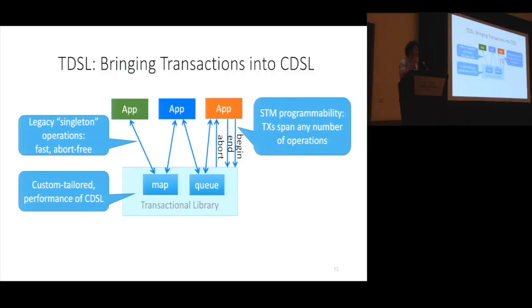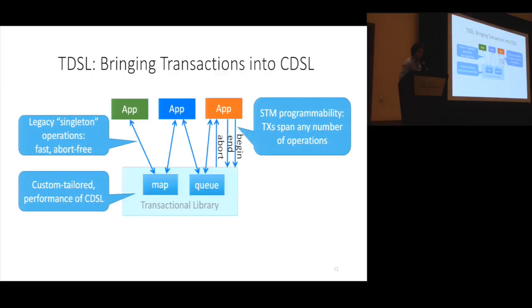And for legacy code, we need to support fast and abort-free single operations, which we call the Singletons. This is the same operation like in the concurrent data structure libraries, without the begin transaction, end transaction, just get, enqueue.